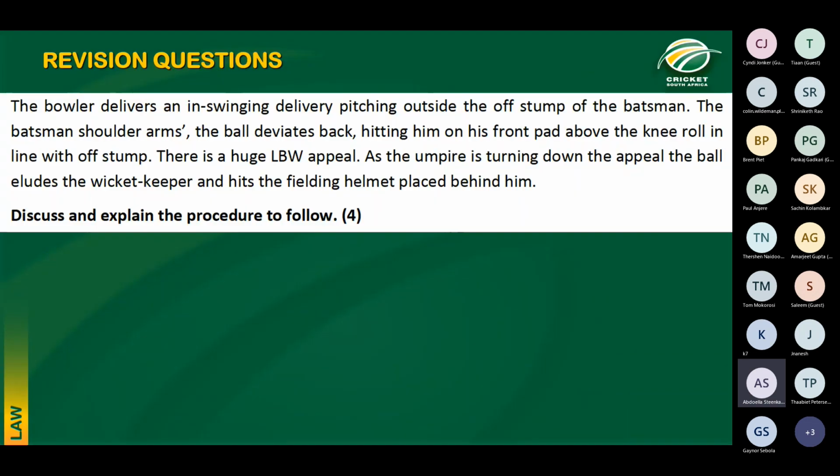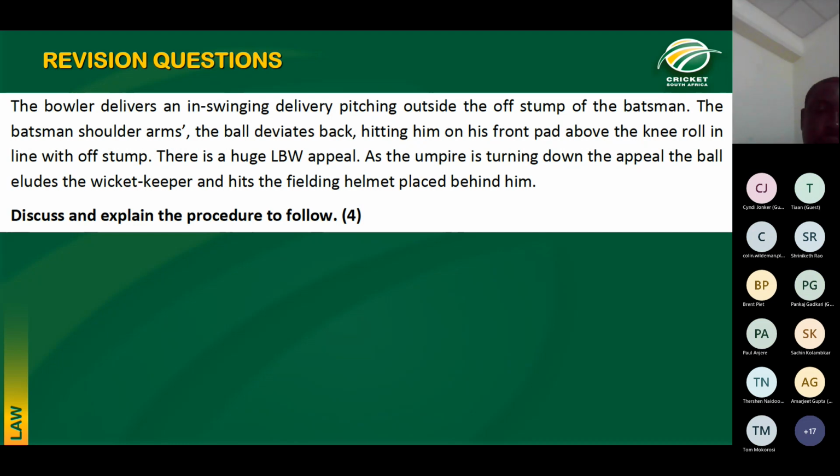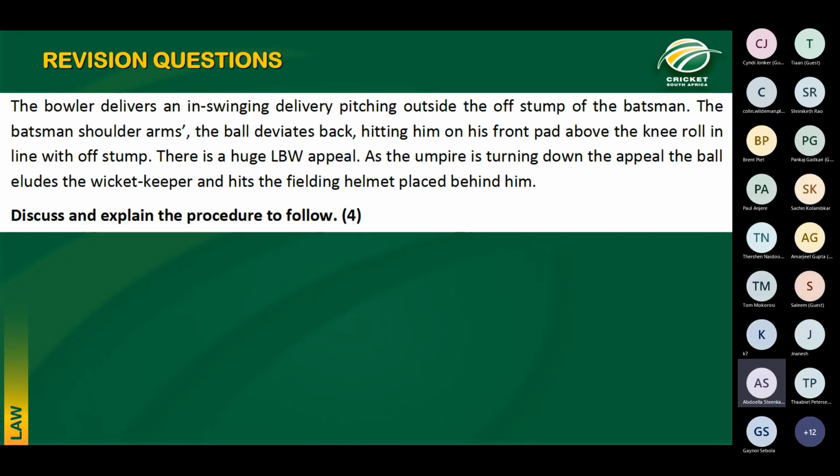So to kick off last week's revision questions, the first one was the bowler bowling a ball to the batter. The ball hits the batter's pads, but the batsman is shouldering arms, and the ball hits the batter in line with off stump. There's a huge appeal. The umpire turns down the appeal, but the ball then ricochets from the pad onto the fielding helmet that was placed behind the keeper. For 4 points, discuss and explain the procedure.